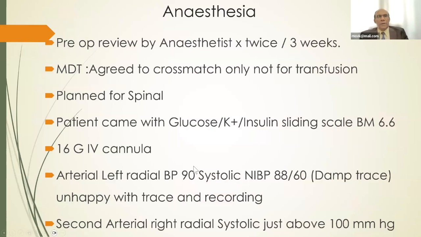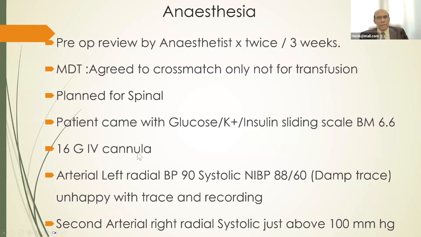Preoperatively the patient was reviewed a couple of times by the anesthetist during the 3 weeks. Then a multidisciplinary team discussion happened, including the hematologist, and they agreed to cross-match only, not to transfuse preoperatively unless necessary. She was planned for a spinal anesthesia, and she came to the theater with a glucose, potassium, insulin sliding scale.